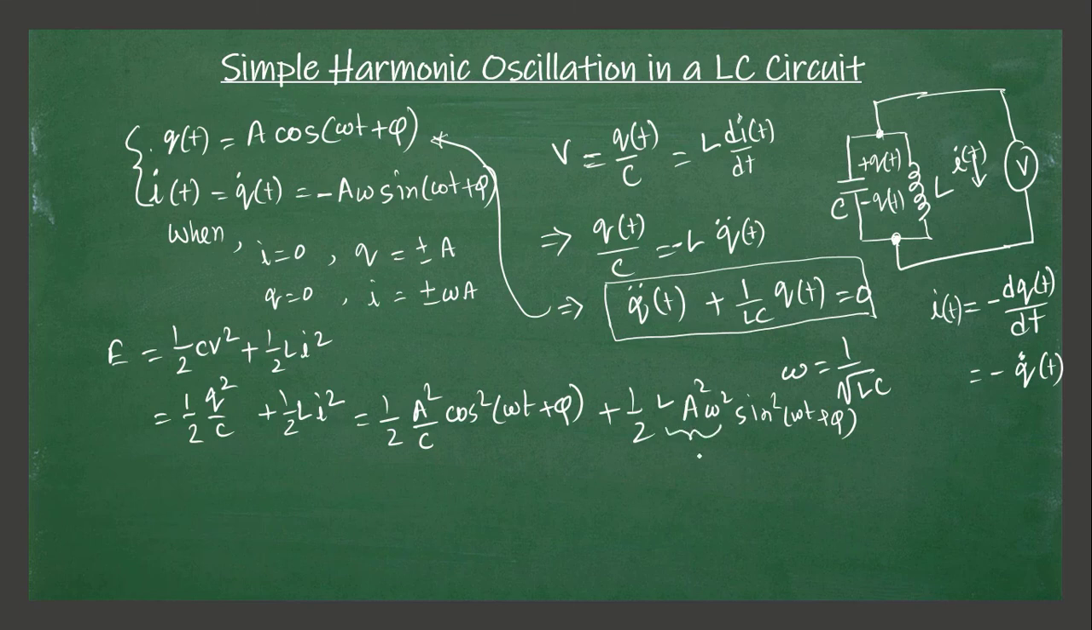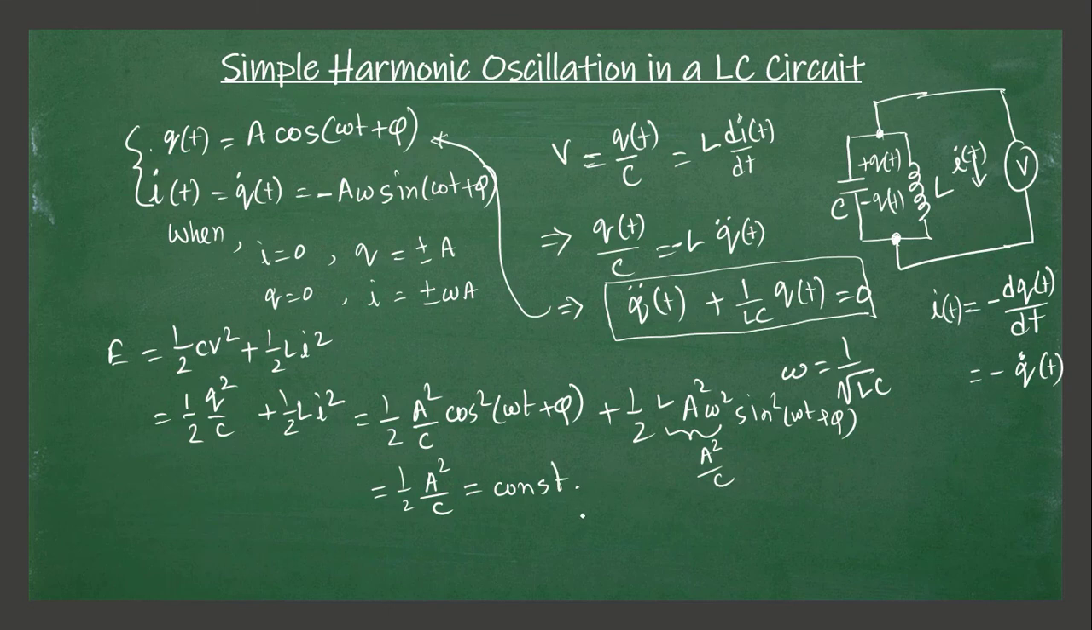So this again gives us A squared over C. So you see the similarity between these two things. If you take this thing common, what do you have? Cos squared of some angle plus sine squared of some angle. That gives us 1. So we'll have half A squared over C. And as you can see, this A and C both are just some constant. So the total energy of this system is actually constant.